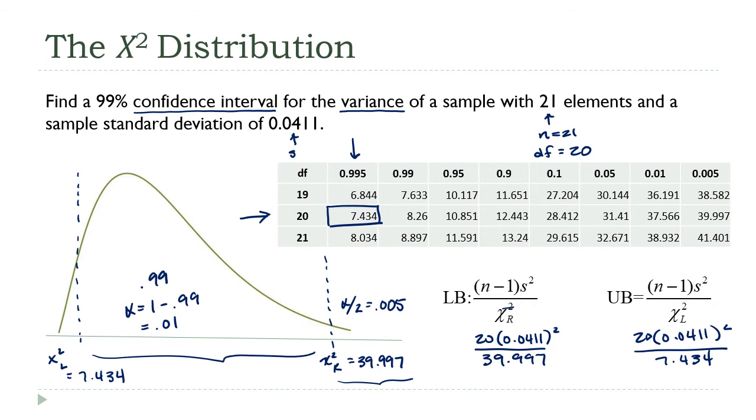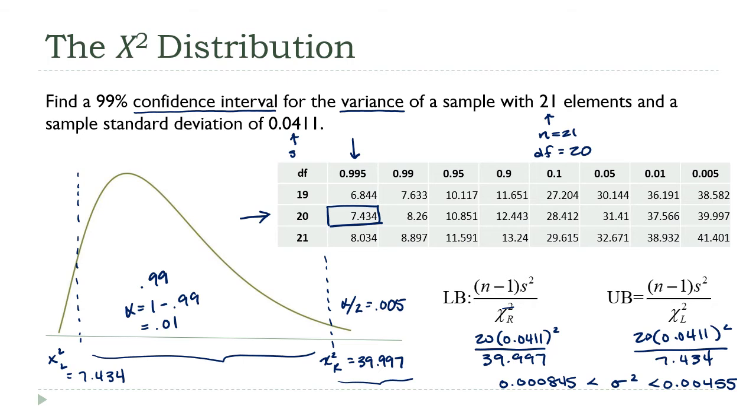Now, go to your calculators. You get 0.000845, and you get over here 0.00455. And what goes in the middle? Remember, if you think back to the previous discussions, this is not S, it's the population sigma squared. That is a 99% confidence interval for the variance of this population.